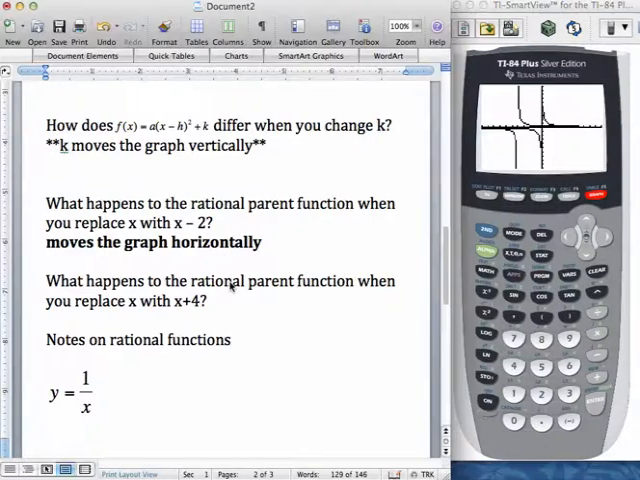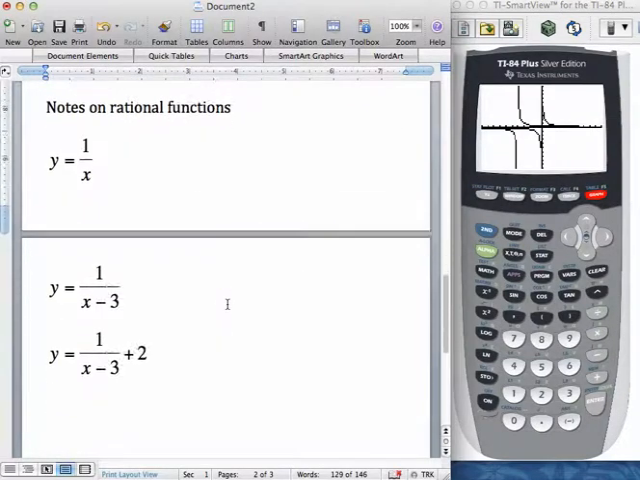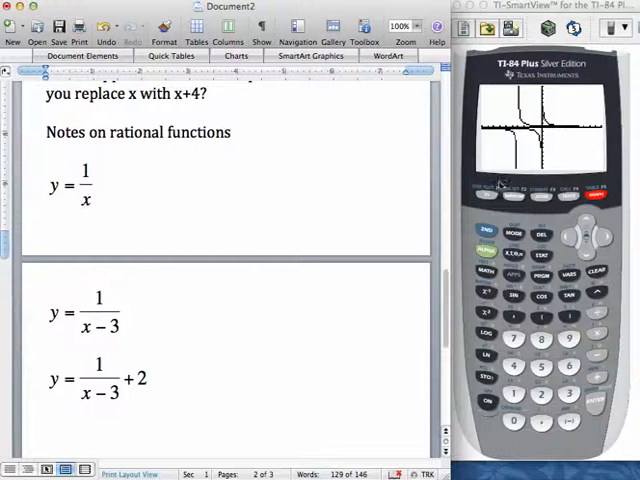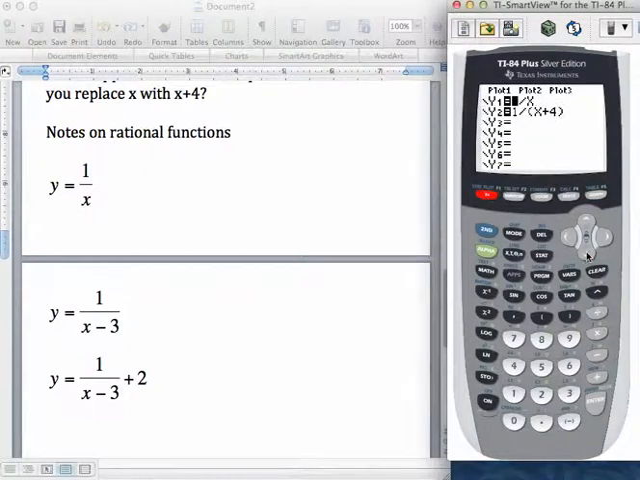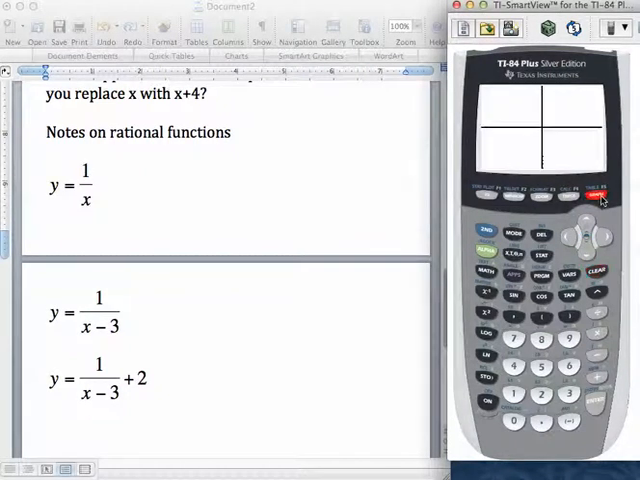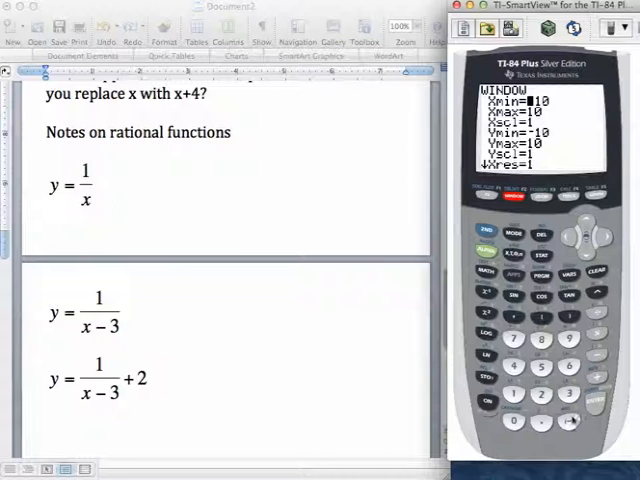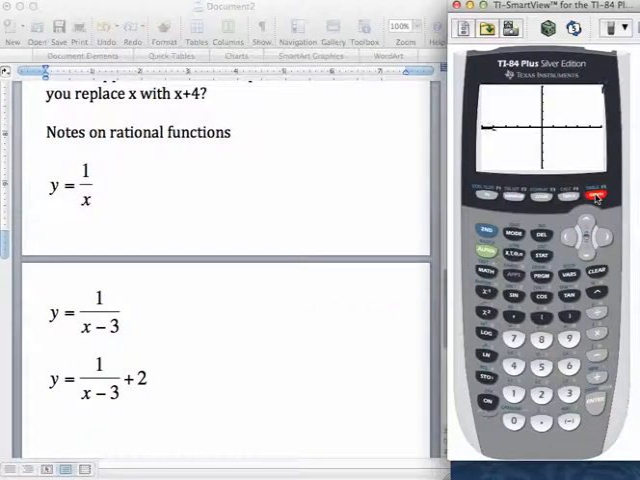Now, let's just take a brief moment on rational functions here, because you do have asymptotes. So let's talk about that. Okay? So here's your parent function. And you know what? I'm actually going to zoom in so we can see what's going on here. So I'm going to make everything negative 5 to 5. Same thing, I'm just zooming in to see what's going on here.